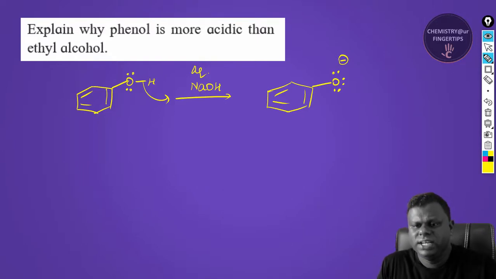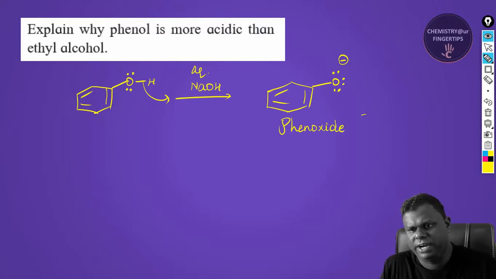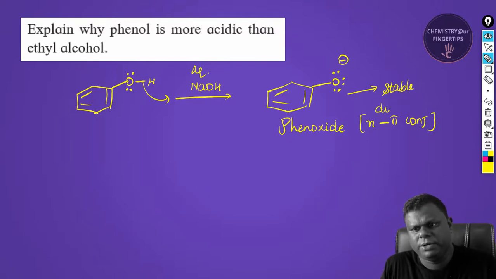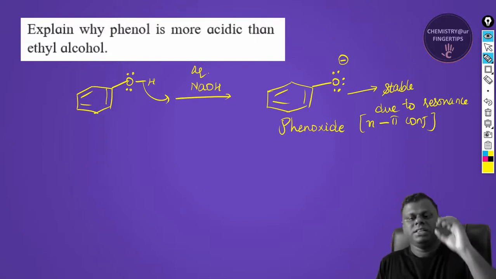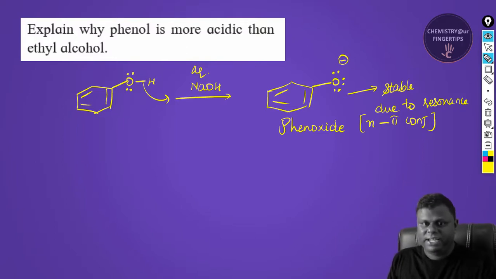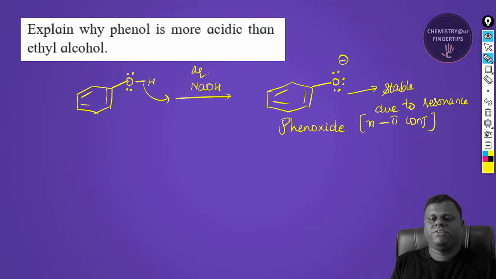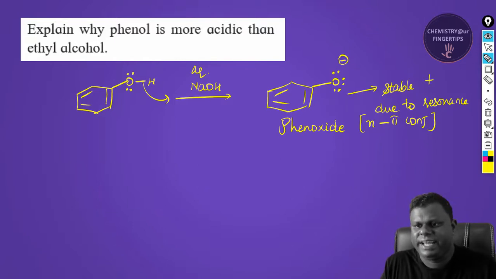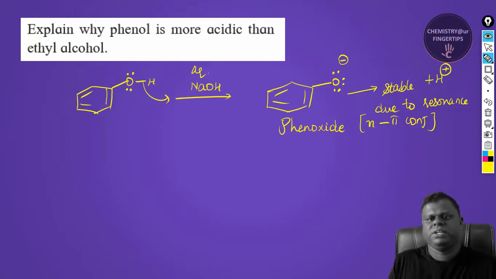Now, if you could see here, this phenoxide basically has an n-pi resonance, n-pi conjugation. So there is this lone pair n and there is pi conjugation. So this is basically stable due to resonance. That is the reason you can simply say that this phenoxide ion is formed. So that means the reaction is basically pushed towards the right, resulting in the formation of phenoxide ion and releasing the H plus. So the ultimate reason is phenoxide ion is stable due to resonance.